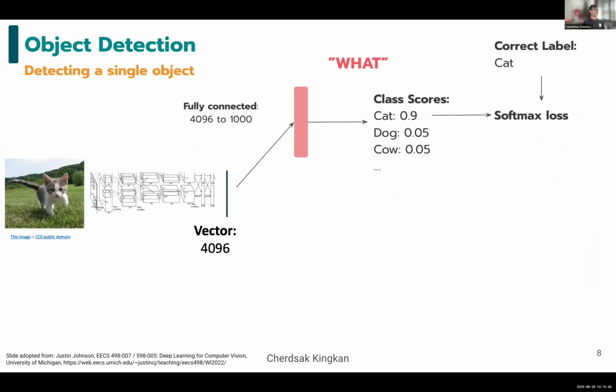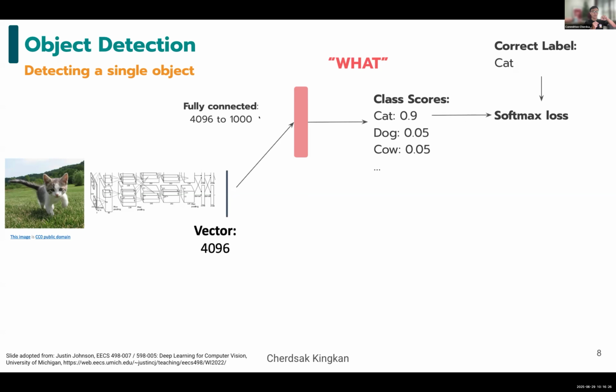All right, so let's first look at how we can detect objects. Let's first take detecting a single object. For example, we have the image of a cat, and then we pass it into some network, for example AlexNet, ResNet, something like that. At the end of this, we would probably have a linear classifier or a fully connected layer, and we have another fully connected layer here that is mapping a vector of 4,000 to 1,000.